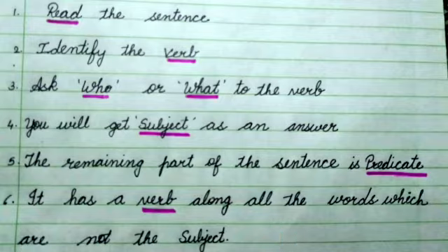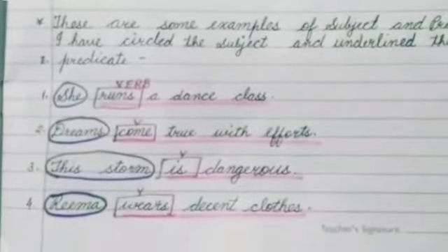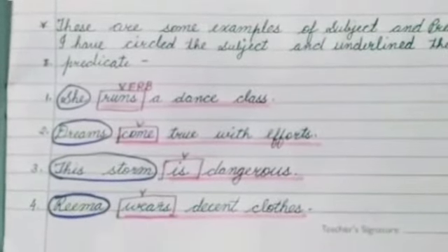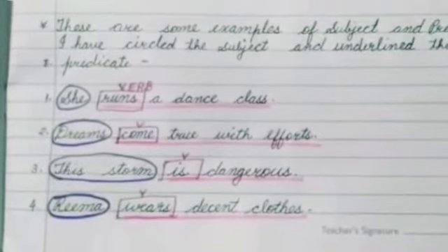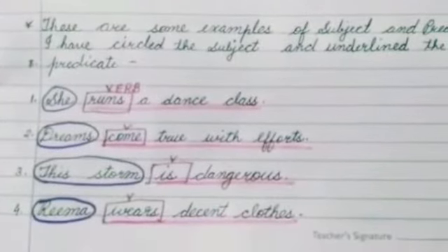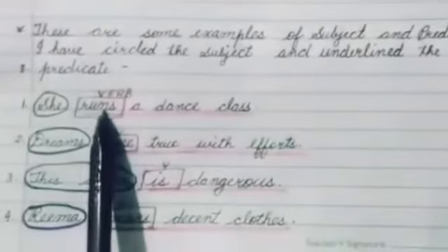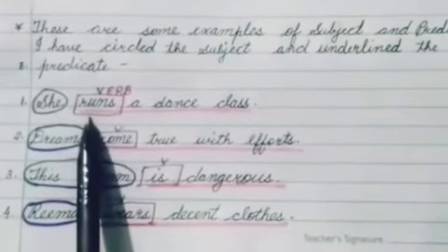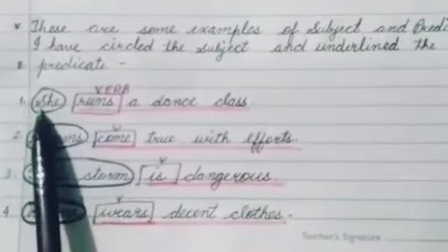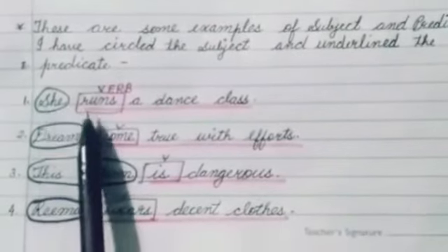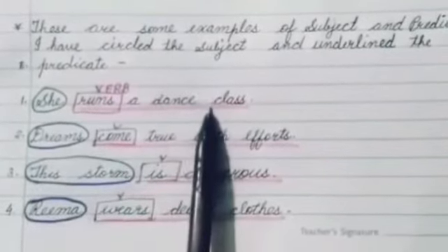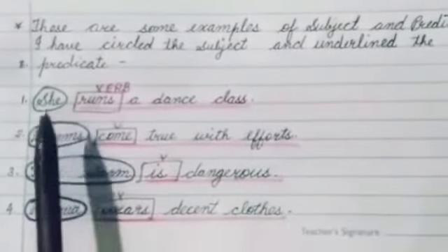Okay, children, so you can identify the subject and predicate. We will see some more examples and learn it. I have circled the subject and underlined the predicate for you in the following given sentences. She runs a dance class. First, see what is the verb. Runs. Who runs? She. So, she is the subject and runs a dance class is the predicate.